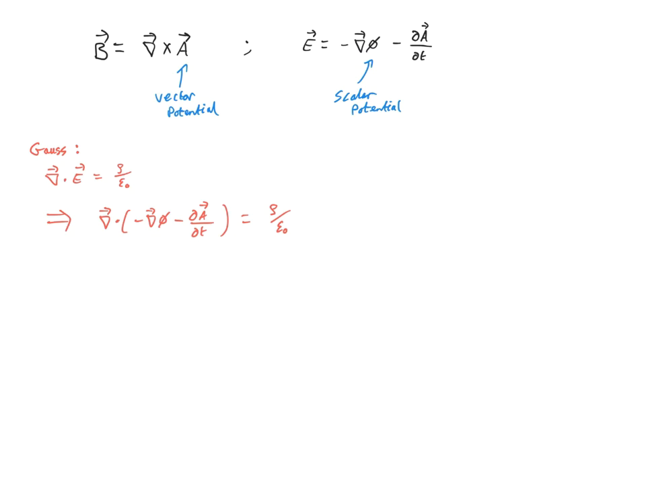And rewriting this a little bit, we can now express it in the form of a modified Poisson equation, where we have the Laplacian of the scalar potential here, plus the time derivative of the divergence of the vector potential is equal to minus rho upon epsilon naught, the charge density divided by epsilon naught. So this is like the Poisson equation, except that we have this additional term here.